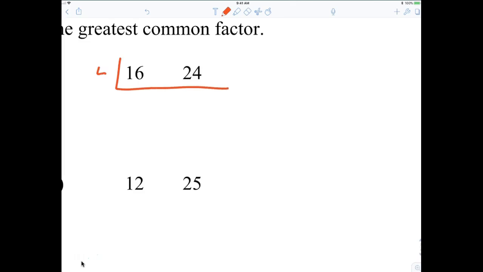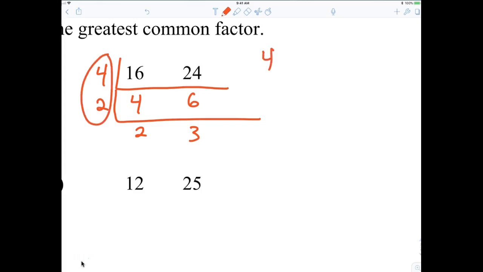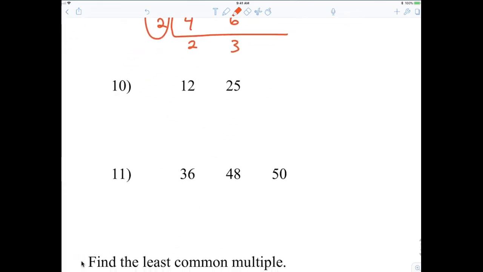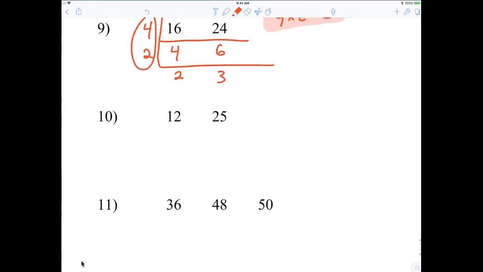So how many times does 4 go into 16? It goes into 64 and then 24 6 times. And you do that for 2, so 2, 2, 3, and then that's it. 4 times 2 times 3. No, no, no. Oh, my bad. Yes, you did the least common multiple. All right.